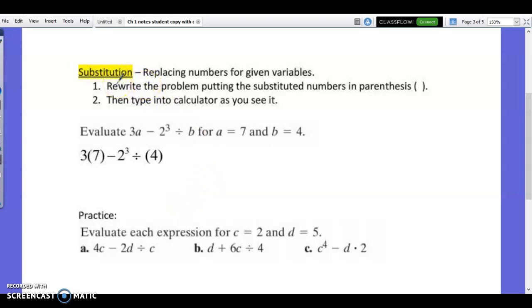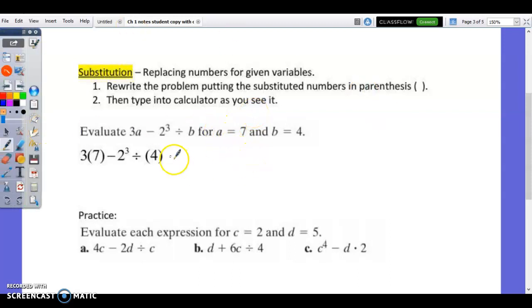So the biggest piece of this lesson is that you are going to rewrite them with the parentheses noted, and then you're going to type it in your calculator as you see it, kind of like what we did for evaluating expressions. In this example, I have 3 times a minus 2 to the third power divided by b. Now we're going to evaluate this expression for a equals 7 and b equals 4. The way that I'm going to input it is 3, and then instead of a, in parentheses, I'm putting the 7, minus 2 to the third divided by, and then instead of b, in parentheses, I put 4.